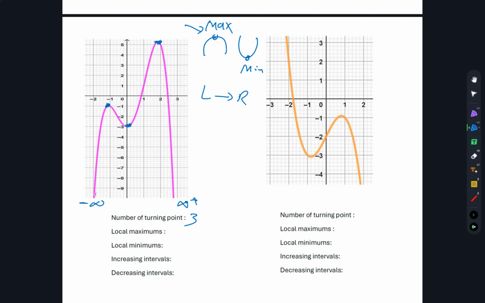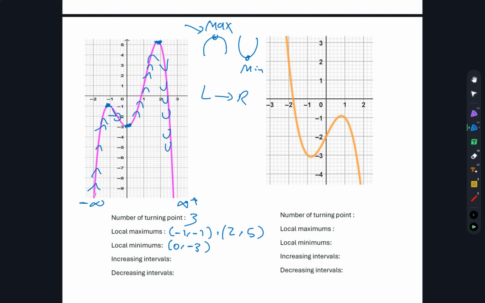1, 2, right? So the coordinate of this one is (-1, 1). How about the other one? We are not going to write union, okay? Be careful. The other one is (2, 5). The coordinate is (2, 5). Okay, local min, the only point is this one, which is (0, -3). Not only -3, okay? Then the increasing interval from this part: increasing, then decreasing, then increasing, then decreasing.